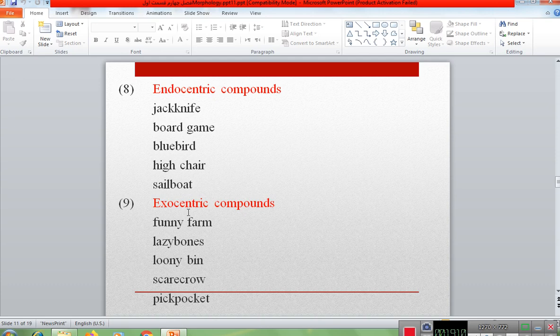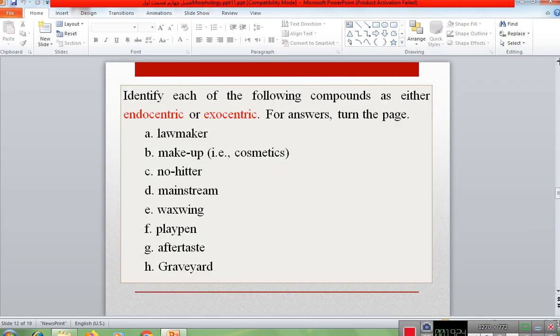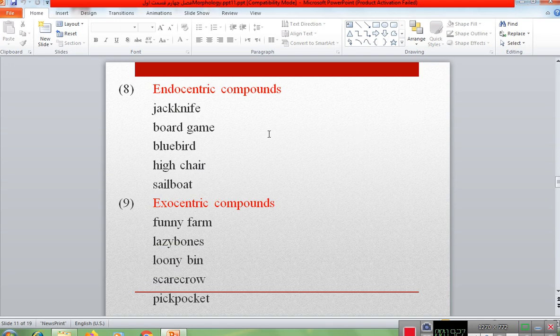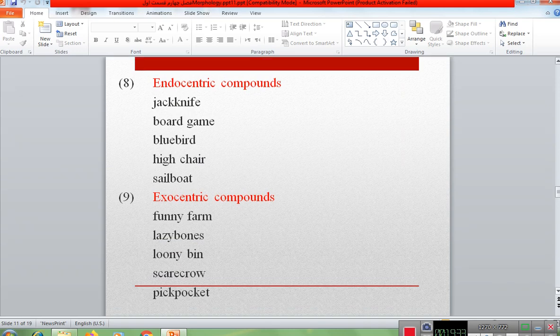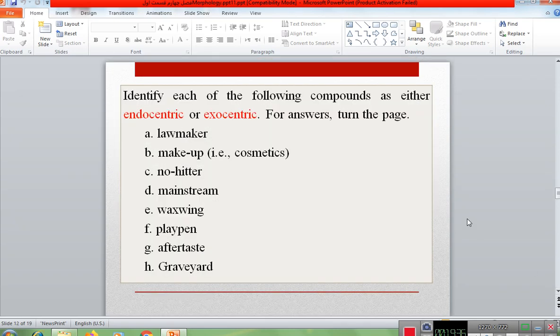So we have two kinds of compounds, as you see here, endocentric and exocentric, and I defined the differences between these two kinds of compounds. If I ask you about some compounds and I ask you about the endocentricity or exocentricity of the compounds, you can define it according to the head of that word and that composition. So for example, this is a kind of exercise: identify each of the following compounds as either endocentric or exocentric.